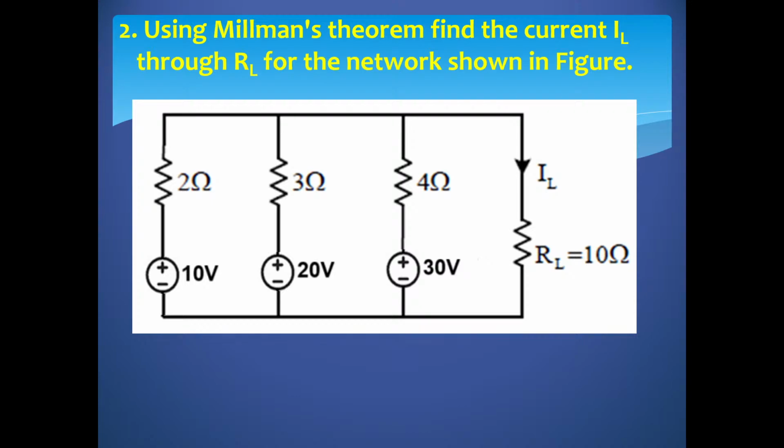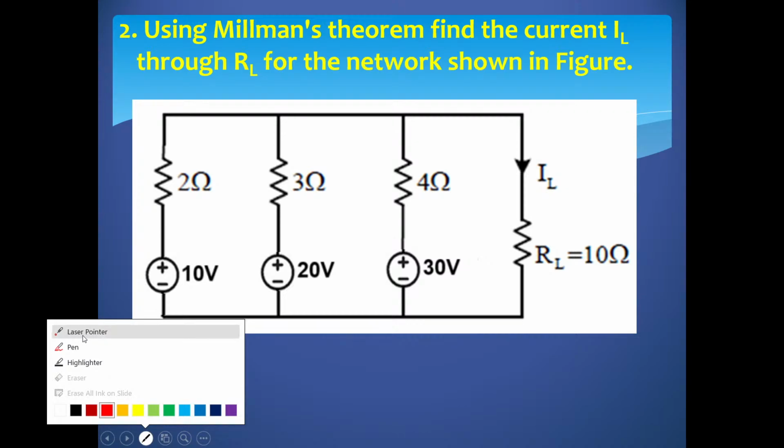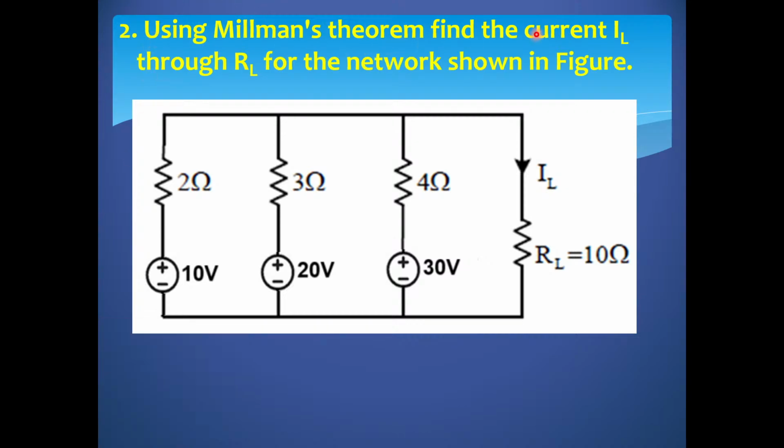Okay, I hope you have completed that numerical problem. So let us proceed further. Next problem: using Millman's theorem, find the current IL. See here in this circuit, IL is the current through RL, the load resistance, for the network shown in the figure.